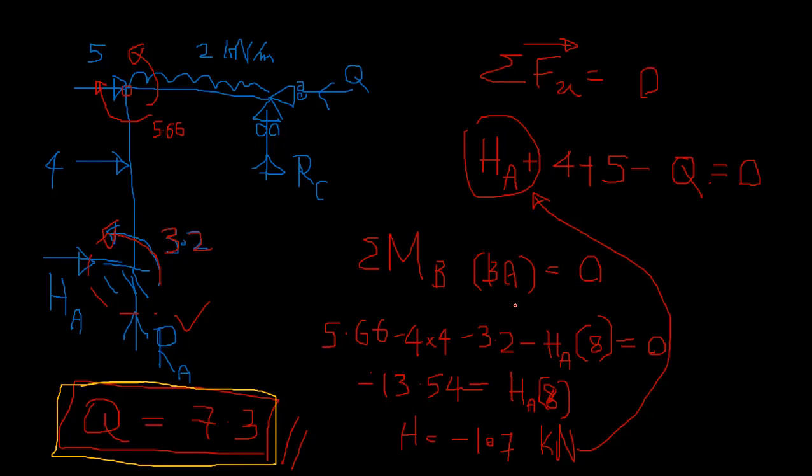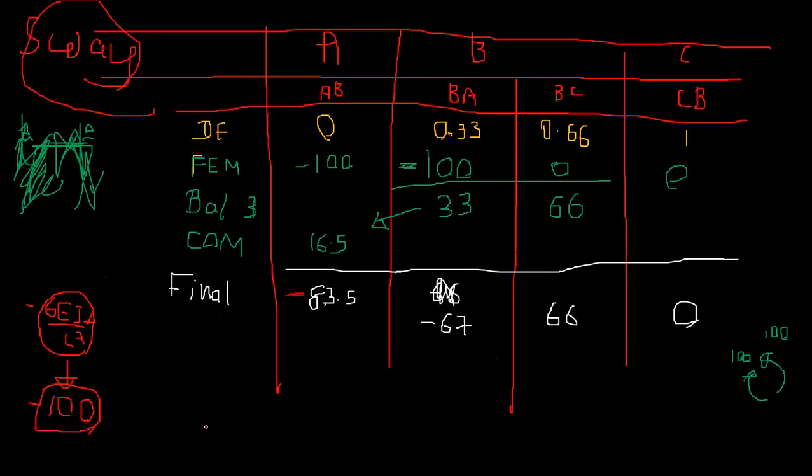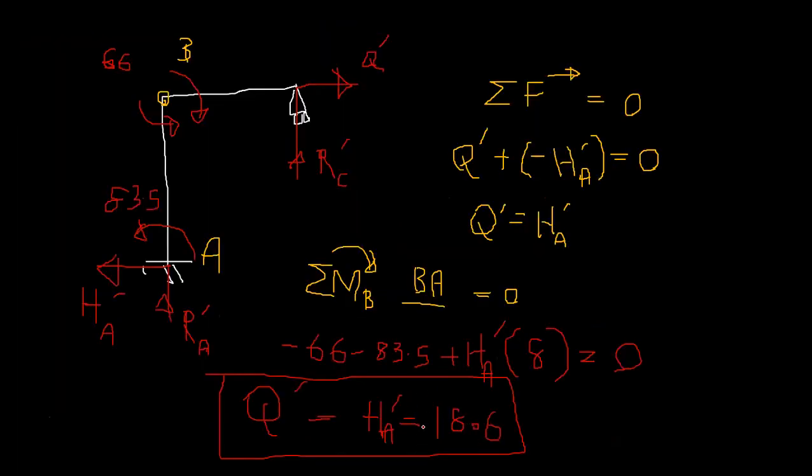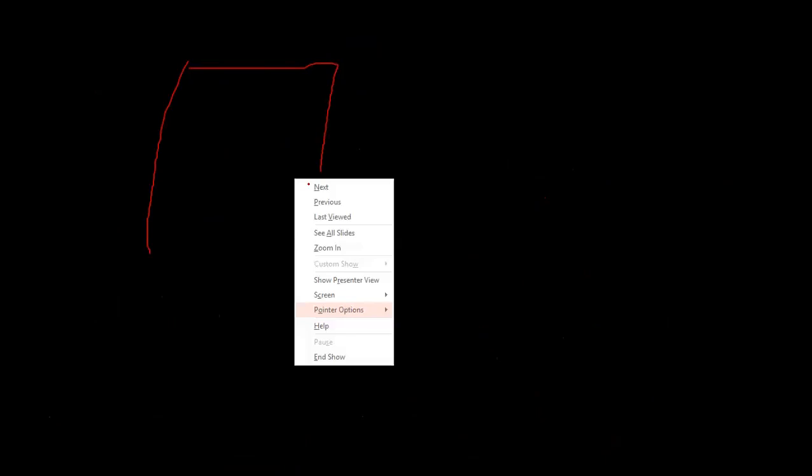That's right. So the correct Q value is 7.3, but according to our assumption, we have got a Q value of 18.6, right? So these values are for a Q dash, what will it be for the original Q?